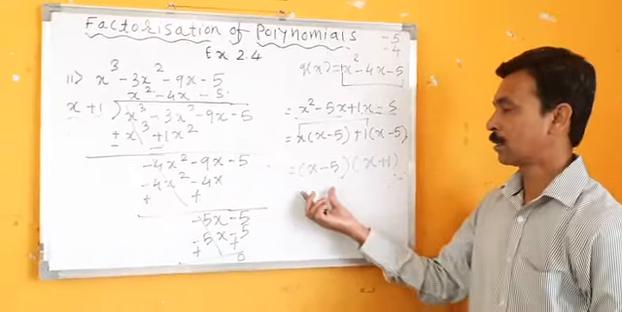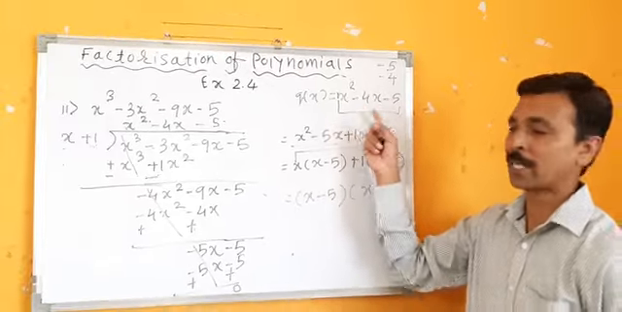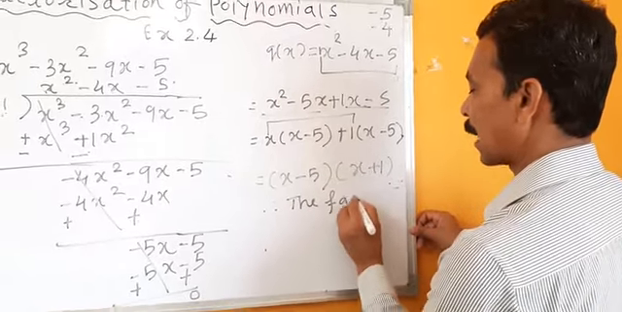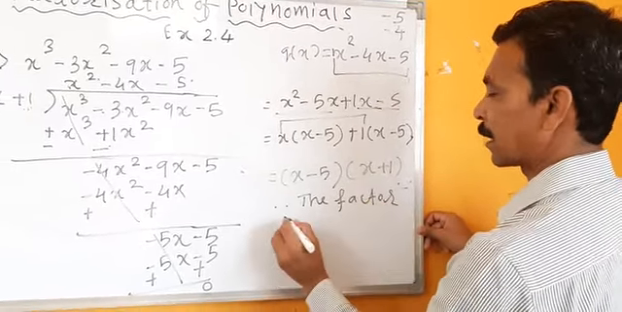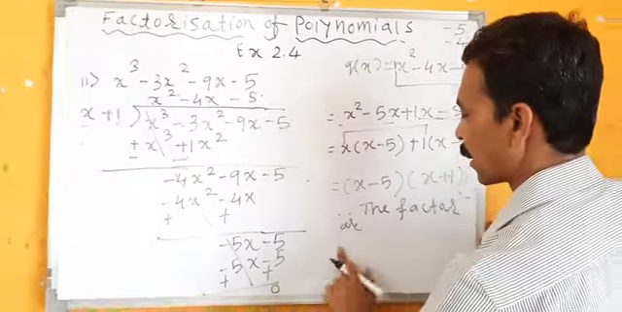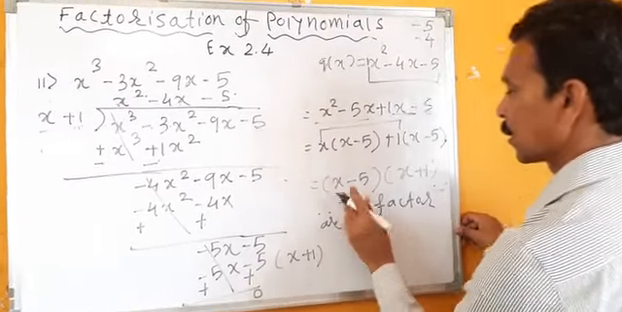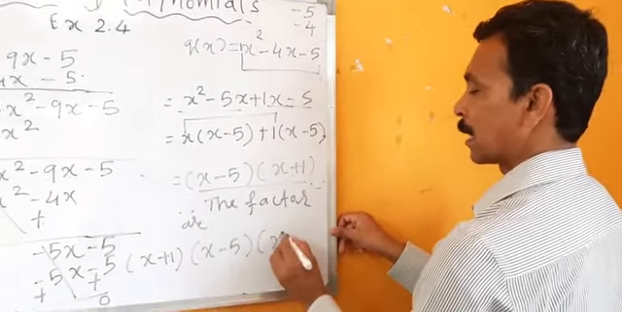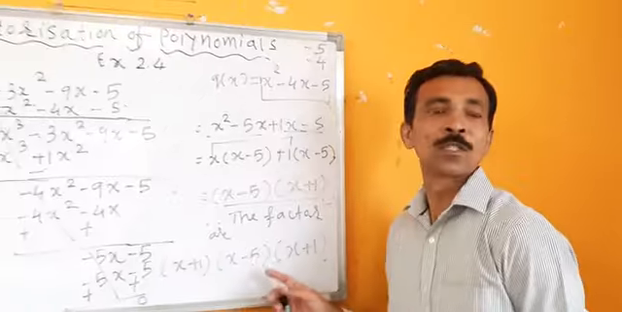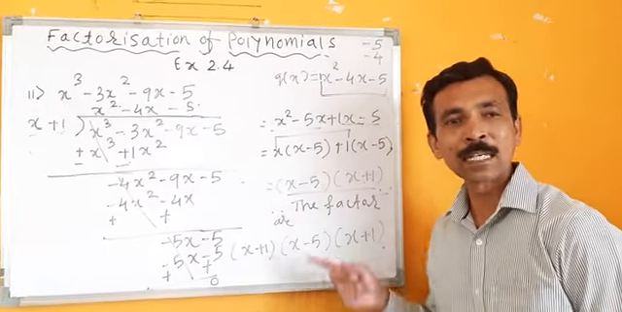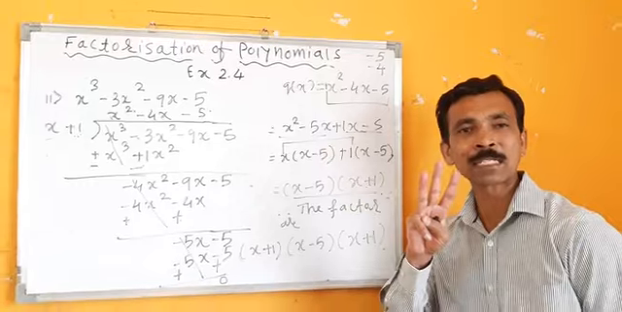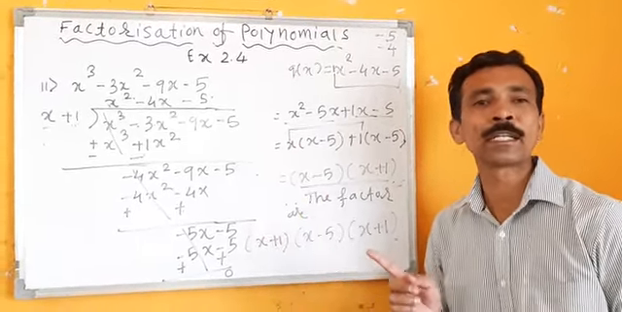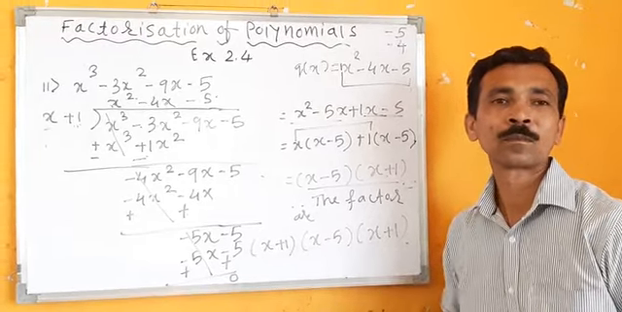But this is not the end. These are the factors which we got from the question. Then I will write, therefore, the factors are x plus 1, and then take these two, x minus 5 into x plus 1. So this way you have to factorize. This sum comes in the exam for either 3 marks or 4 marks. So you have to see this video and solve it 2 to 3 times. Then only you will understand.